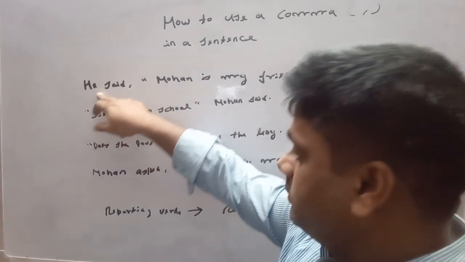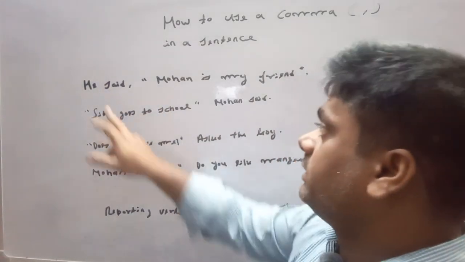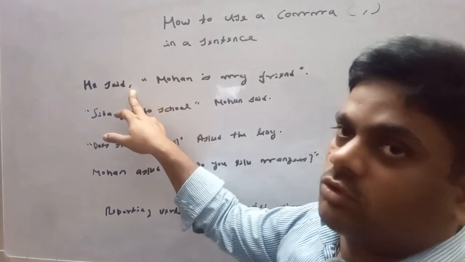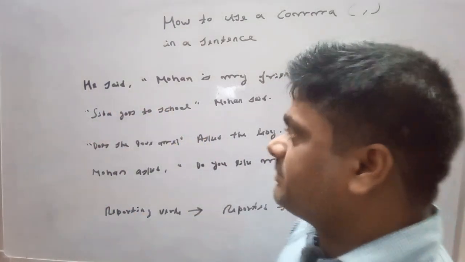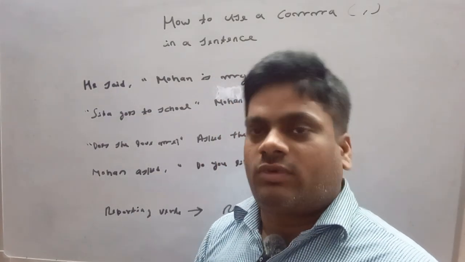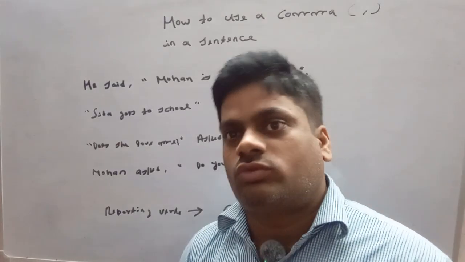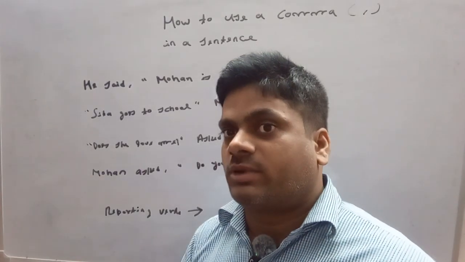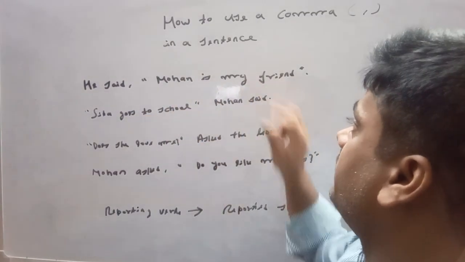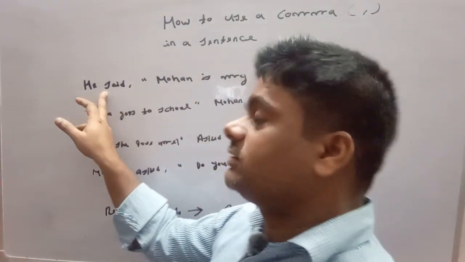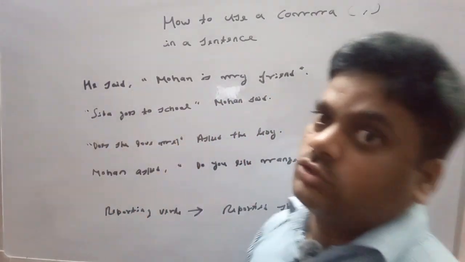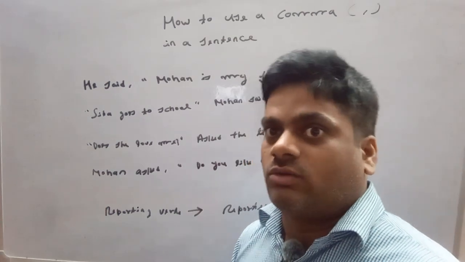So it is a reporting verb. Here in case of reporting verb, we have used a comma. In all types of narrations and simple sentences, when a reporting verb is supposed to come in a sentence, we use a comma just before the reported speech. Mohan is my friend. It is a reported speech and it is a reporting verb, and here we would like to use a comma, because here comma is necessary to keep both separate from one another.